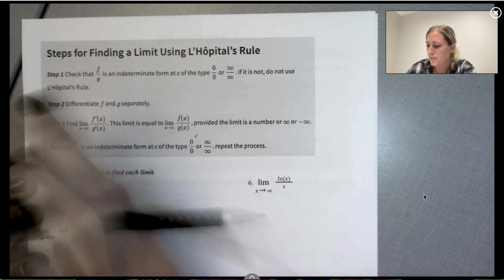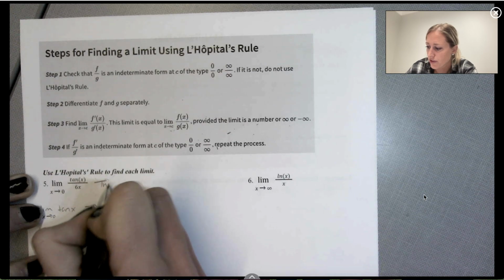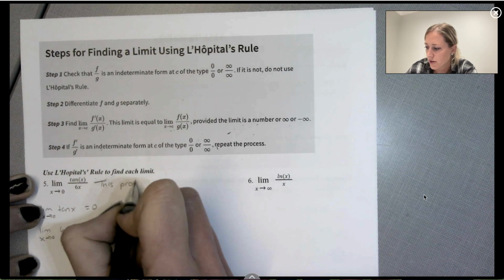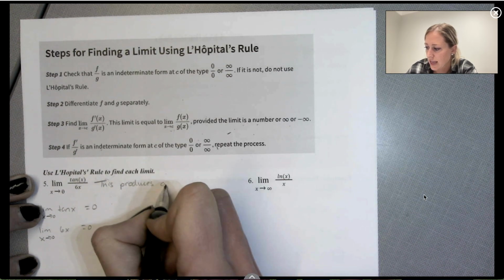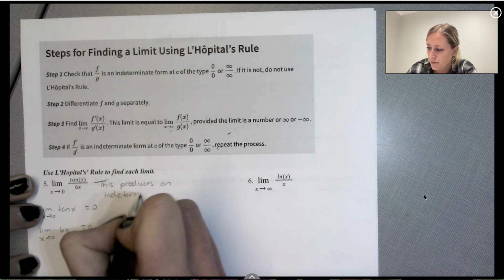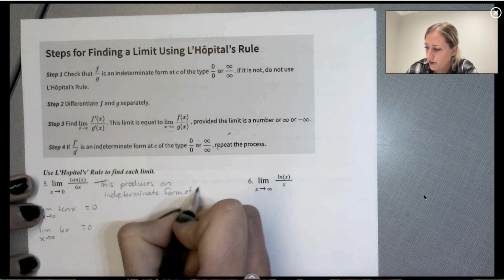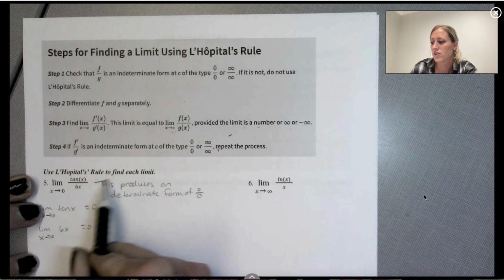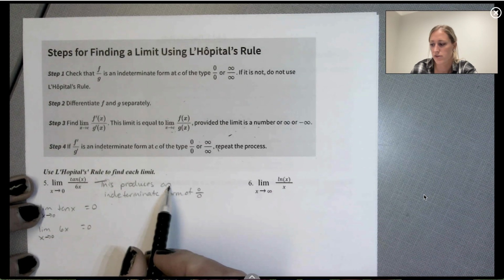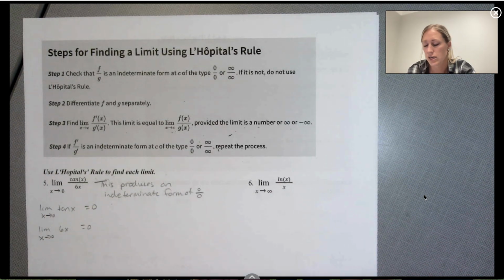We will say this produces an indeterminate form of 0 over 0. Okay, so this statement's going to be really important. Don't write equals 0 over 0. Say we get an indeterminate form of 0 over 0. Okay, so then we can apply L'Hopital's rule.